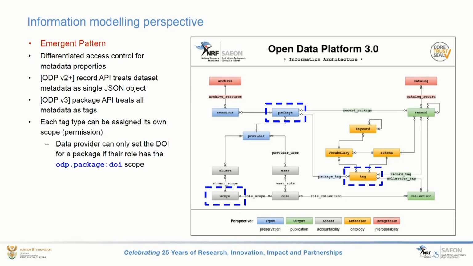This is quite relevant in the case of DOIs, for example. In general, SAON will issue DOIs on behalf of data providers, but we're working towards a situation where one of our main clients, the DFFE, in terms of the Marine Information Management System, will eventually want to be able to issue their own DOIs. We can do that by assigning the DOI scope to a role associated with the DFFE-based curator, but not to the data providers in general.